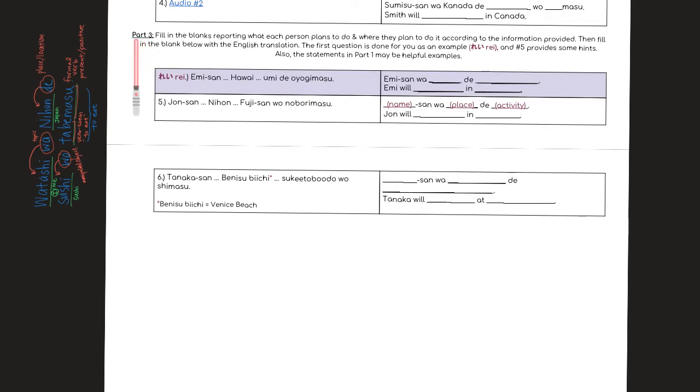Okay, saigo, the last part, part 3. Fill in the blanks reporting what each person plans to do and where they plan to do it according to the information provided. Then fill in the blanks with the English translation. The first question is done for you as an example, and number 5 provides some hints. Also, the statements in part 1 may be helpful examples. All right, there's some good information in there. Let's check out our example.